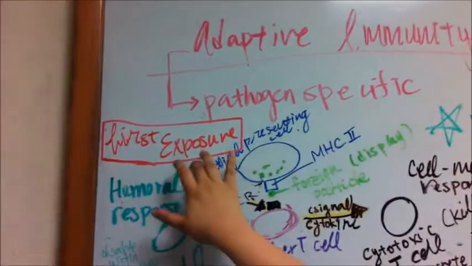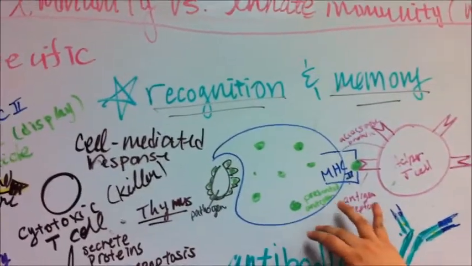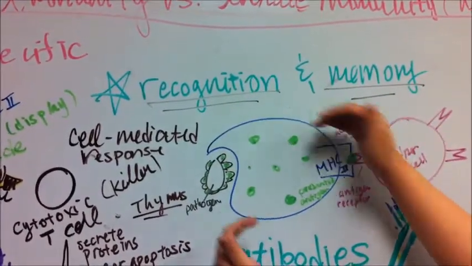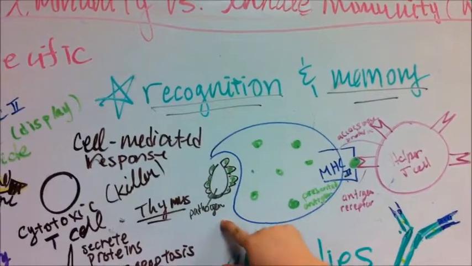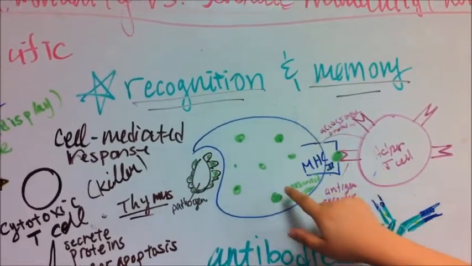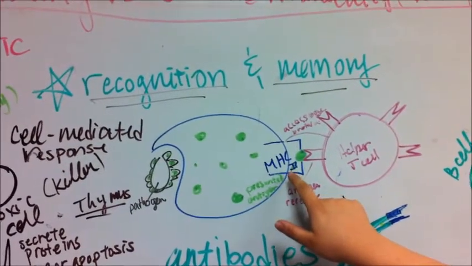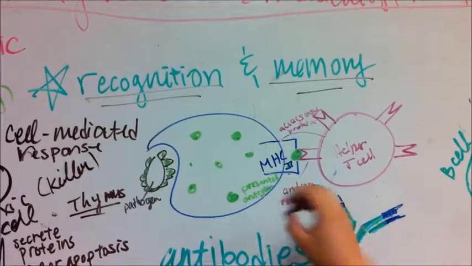At the first exposure to a pathogen, cells like macrophages, B cells, and dendritic cells will perform phagocytosis, where they engulf the pathogen, bring it in, break it down using lysozyme, and cut it into small fragments. Then your major histocompatibility complex will present that fragment to helper T cells.